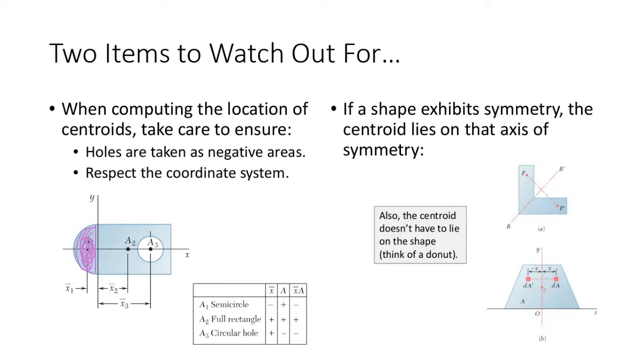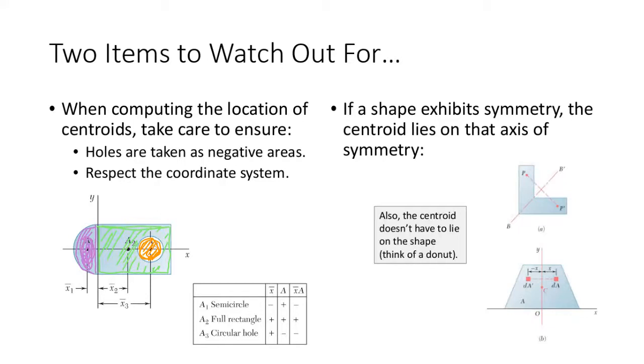So there's a semicircle. There's a rectangle. Maybe I'll use my green for this green rectangle. But then there is a hole, right? There's this circular region right there. Okay, so there's three different simple shapes: a rectangle, a circle, and a semicircle.